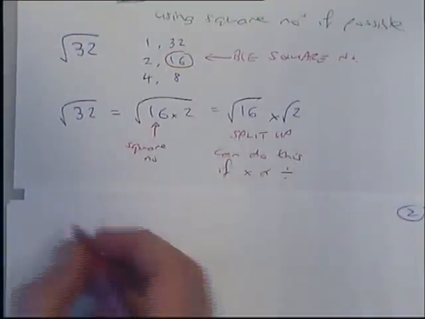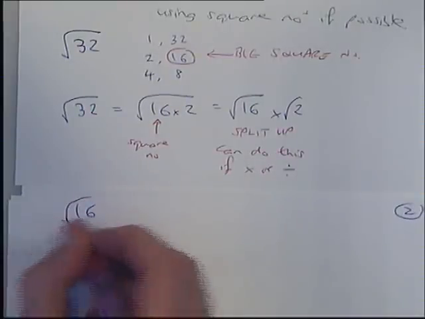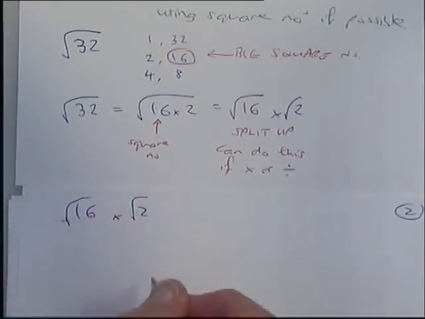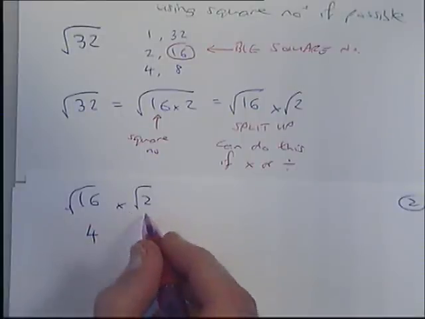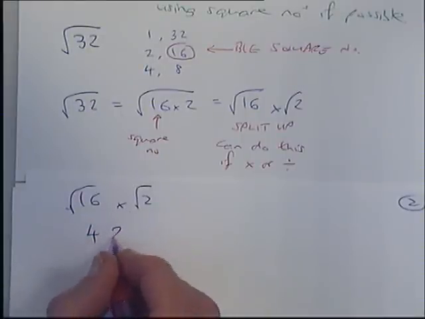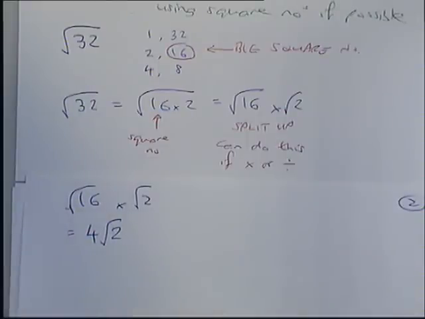I'm just going to write that line down here again. Root 16 times by root 2. So the square root of 16 is 4. Square root of 2, can't do anything to that, just leave it as the square root of 2. So simplified, that becomes 4 root 2.